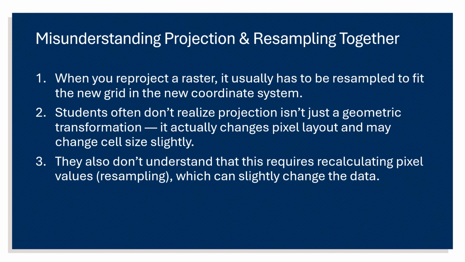What students don't often realize is that projection isn't just a geometric transformation. It literally changes the layout of the pixels, and that may change cell sizes even slightly. So it's a significant undertaking. They also don't understand that this requires recalculating pixel values, or resampling, which can slightly change the data. Where you see this the most is when you have a beautiful image and you have to reproject it into a different coordinate system, and afterwards all the colors are off. Why? Because you shifted it just a little bit.